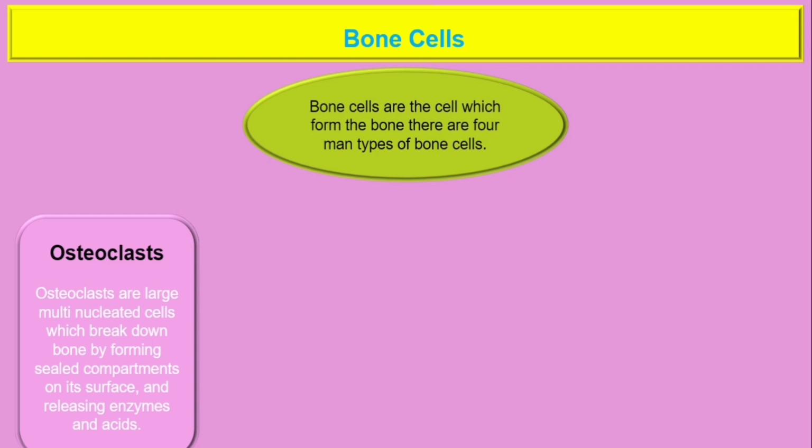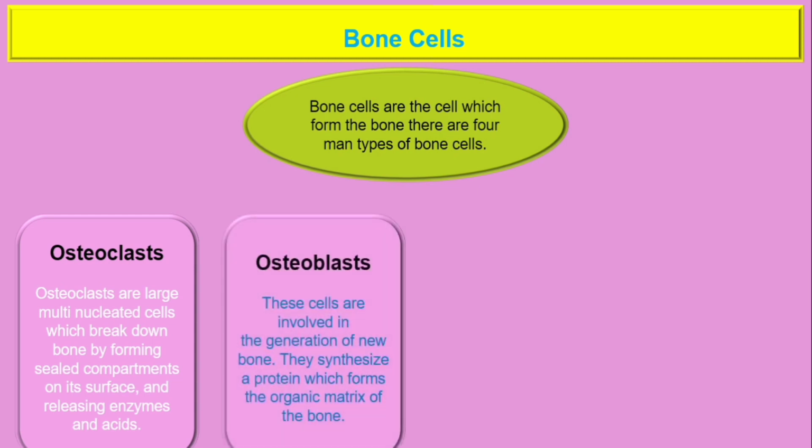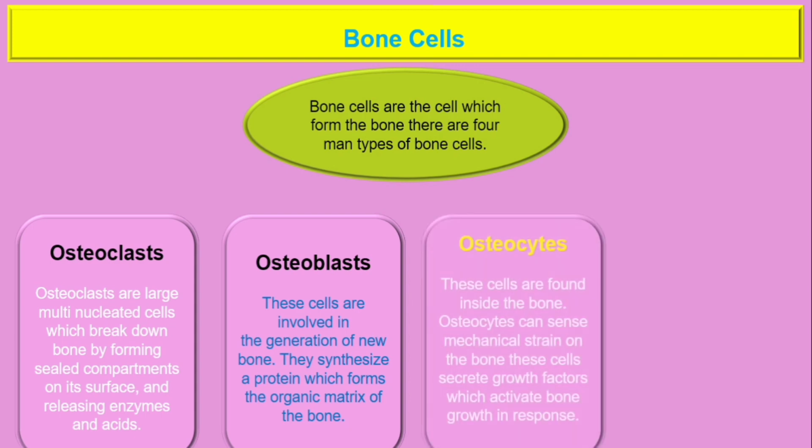Number 2, osteoblasts. These cells are involved in the generation of new bone. They synthesize a protein which forms the bone matrix. Number 3, osteocytes. These cells are found inside the bone. Osteocytes can sense mechanical strain on the bone. These cells secrete growth factors which activate bone growth in response.